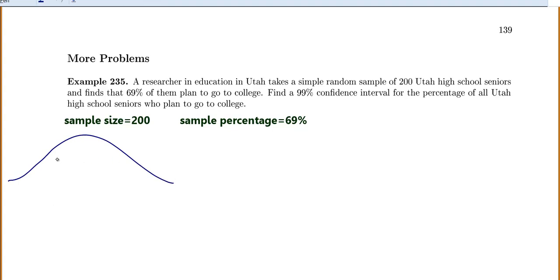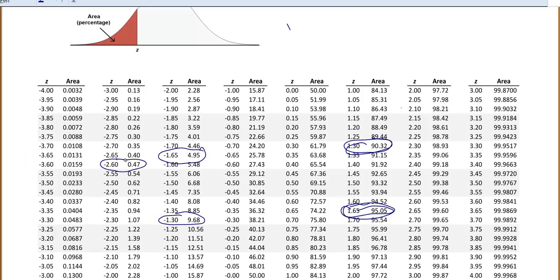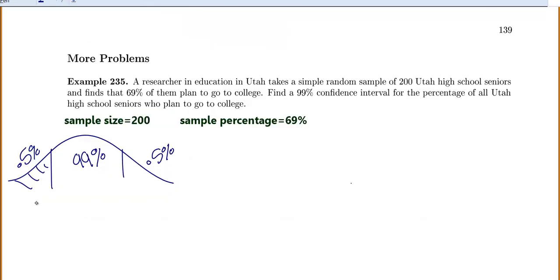Let's see, so I do need to figure out what my Z star is. If we want 99% in the middle, then that means there's 1% left over. 100 minus 99 is 1, and then divide that by 2 because you have 2 tails, gives us 0.5% for each side. If I look up just this left side, the 0.5%, the closest I can get is Z star equals negative 2.60. So Z star equals positive 2.60.